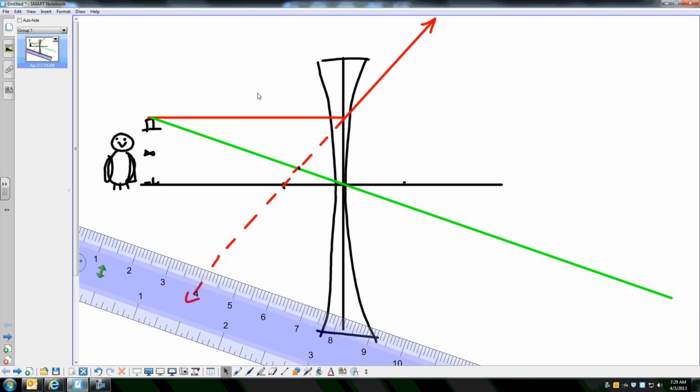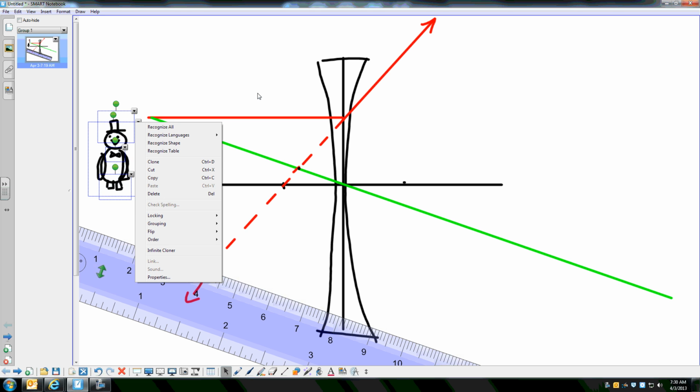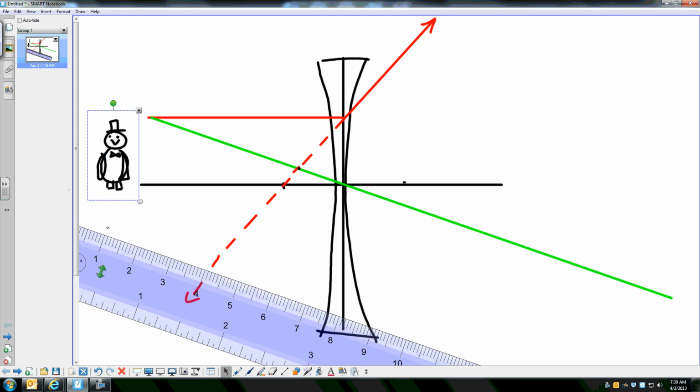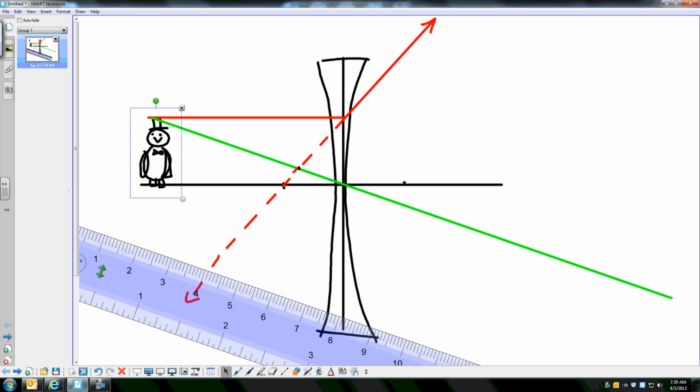intersection. Let's see. My penguin's kind of falling apart here. Let me put them together. I'm going to group it all together. Okay, now I can move my penguin. I'm going to clone him or her. I can't tell. If it's a boy, then it's got an egg underneath its belly. All right, there we go.